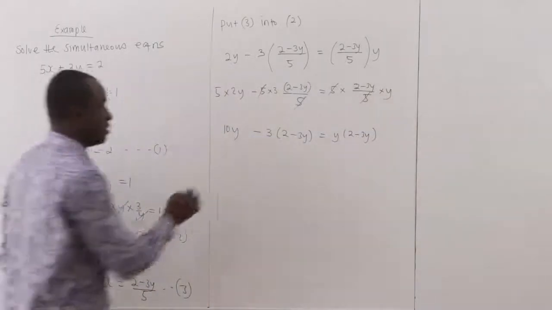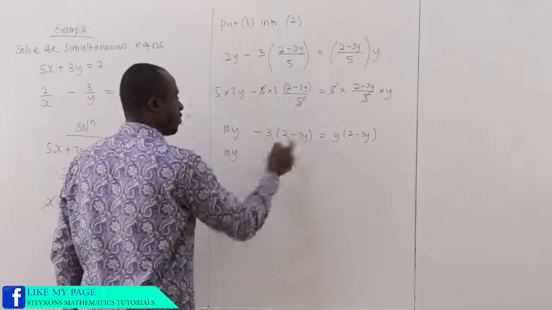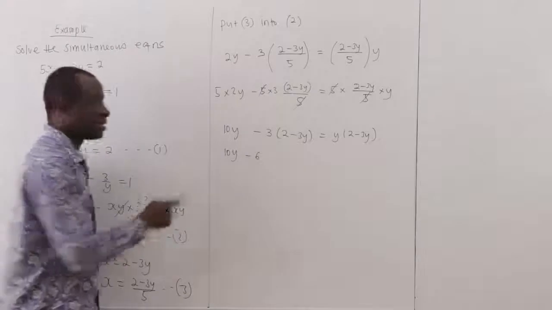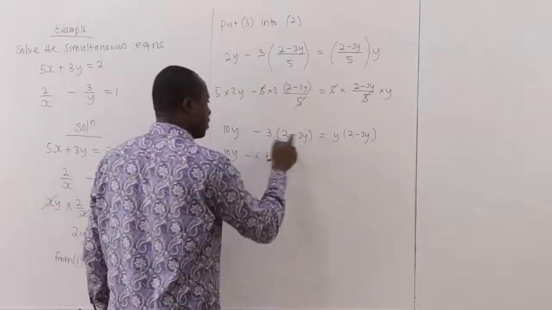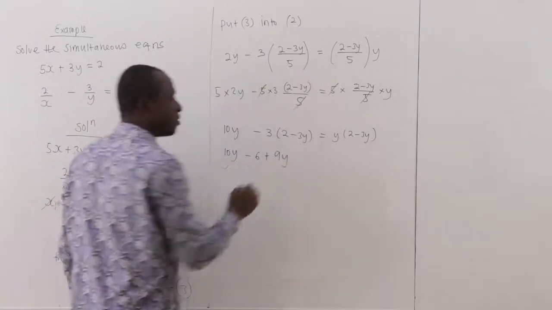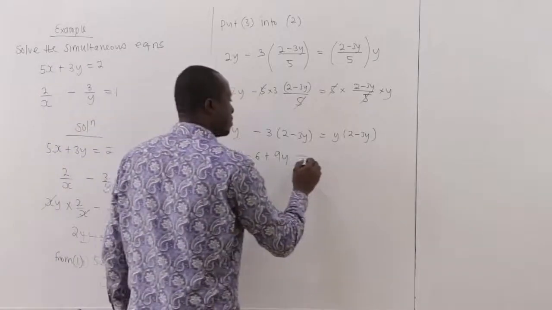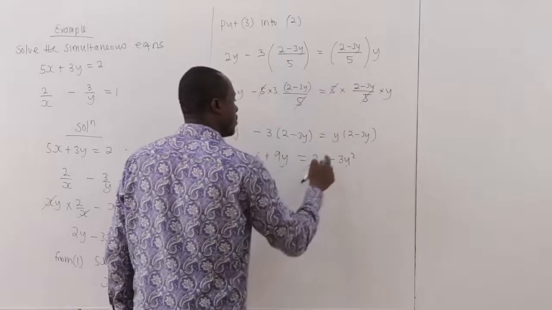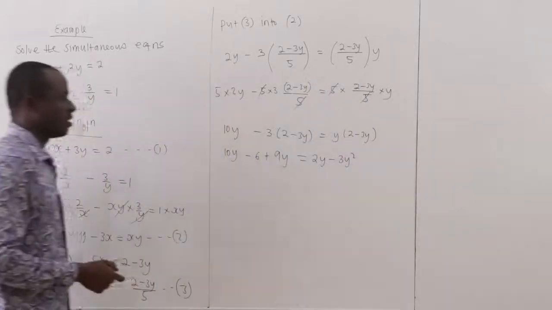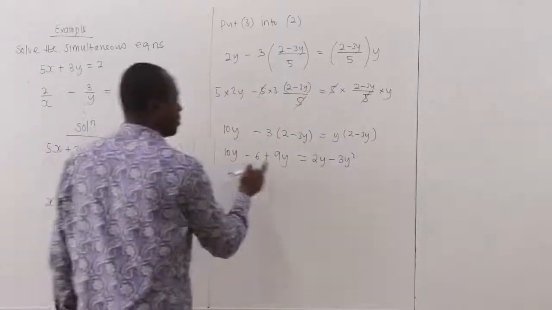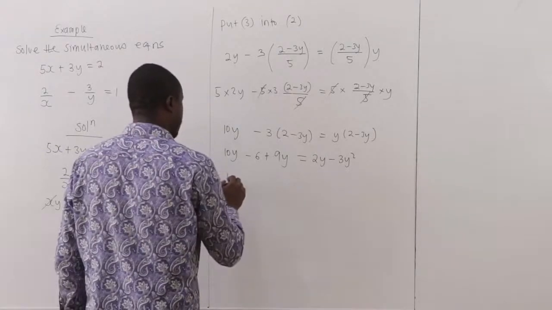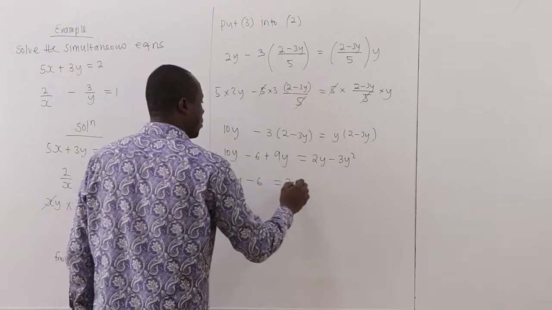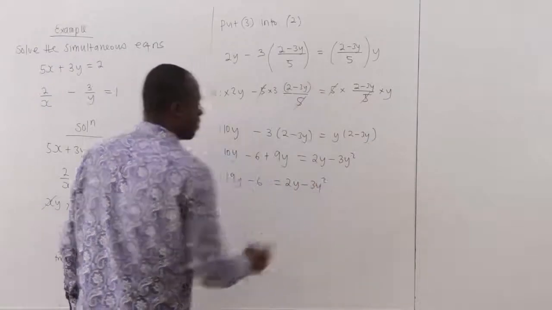Now let's expand using the distributive property. So minus 6, this time this, that's negative 6; negative negative, that's positive 3 times 3, 9y. And this is equal to 2y minus 3y squared. Now, what is 10 plus 9y? We have 19y minus 6, and we have 2y minus 3y squared. We have a quadratic equation.